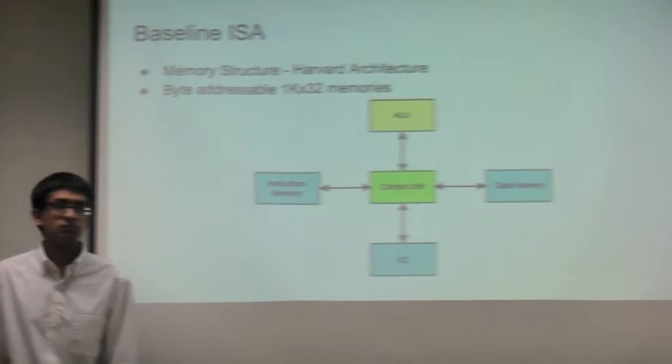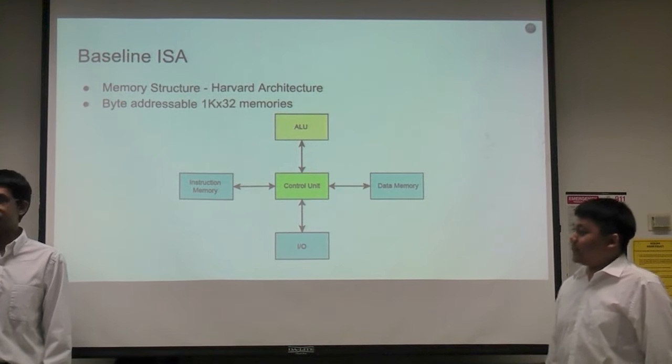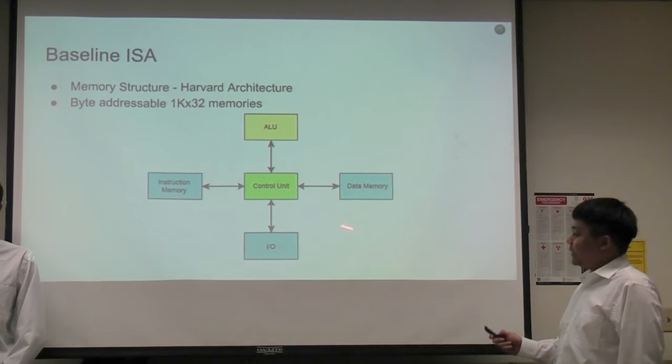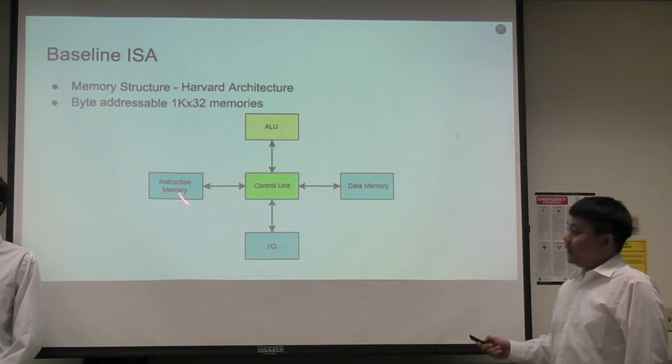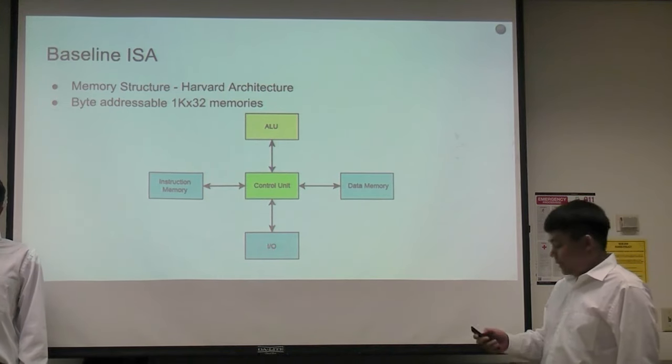Alright, so moving on to the baseline ISA. Our memory structure follows that of the Harvard architecture, which means that each of the memory modules are separate from one another. As you can see here, the instruction memory, data memory, and the I/O, which is also a memory module, are each separate from one another. Each of these are byte addressable 1K by 32 memory modules.